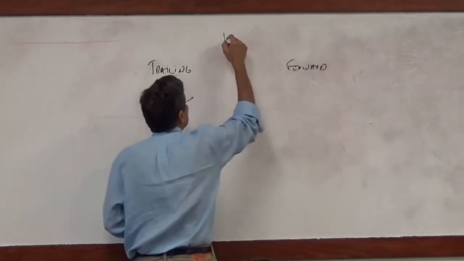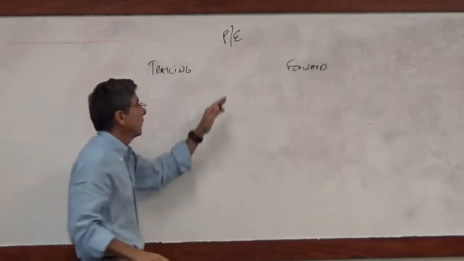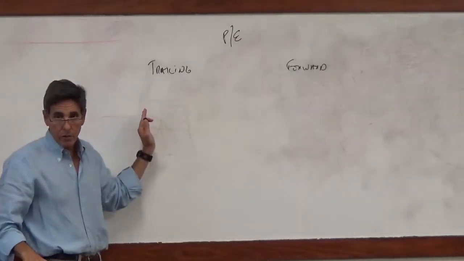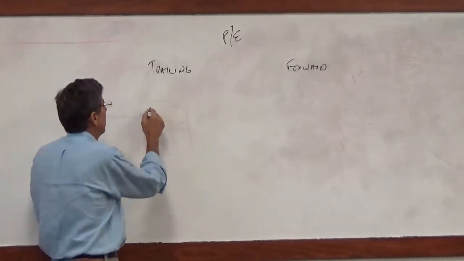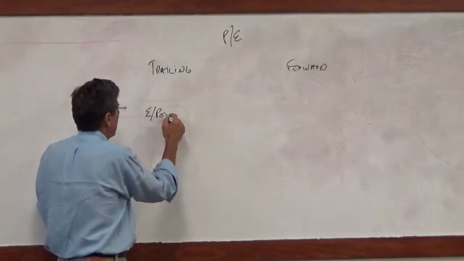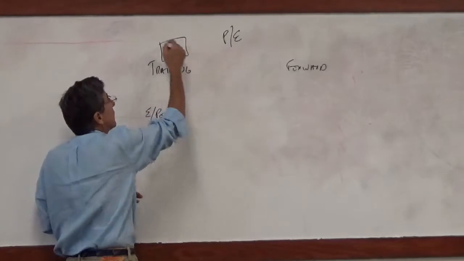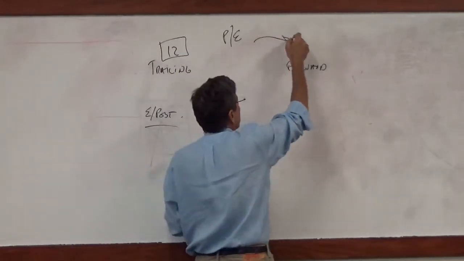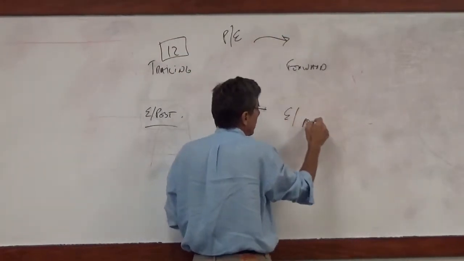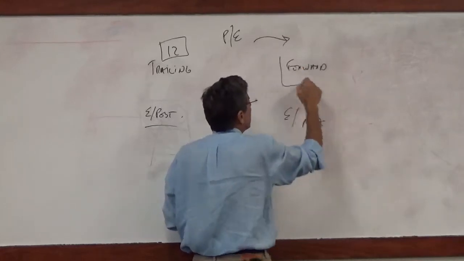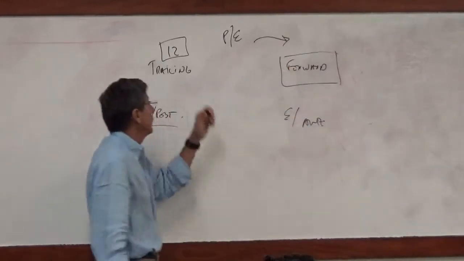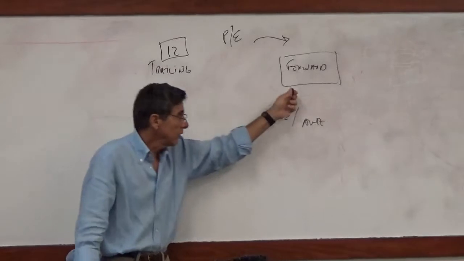So when we talk about PE, we can take a look at what? Ex post, right? Past, historical, last 12 months, or we can look at forward, okay? And that's ex ante, right? That's before, and that's a projection, okay? We know this number, we don't know this number.